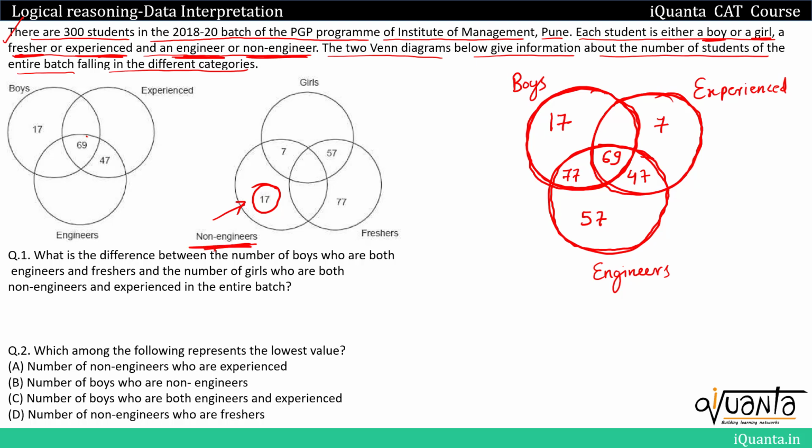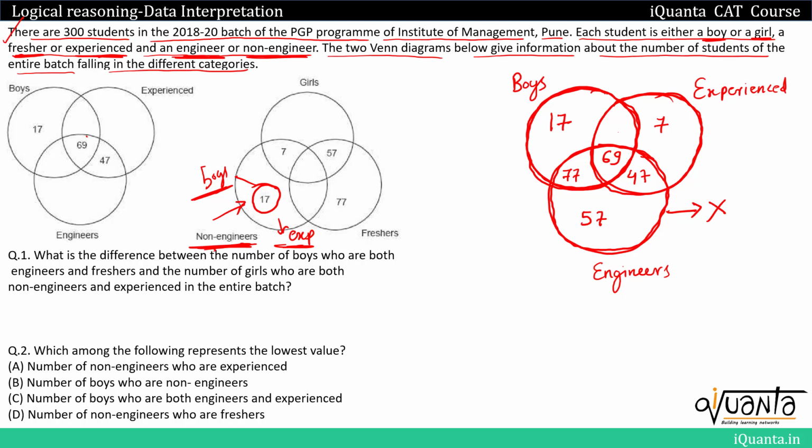It is lying outside the set of girls, so we are talking about boys. It is lying outside the set of freshers, that means we are talking about experience. So we have to find out the region of boys, non-engineers, experienced. Since we have to focus upon non-engineers, we will not write anything into the set of engineers. We are talking about boys and experience.